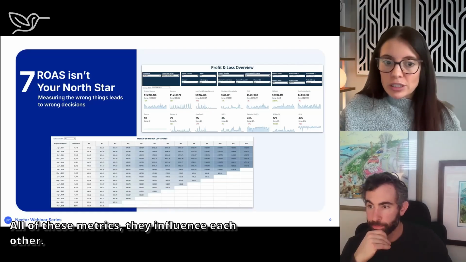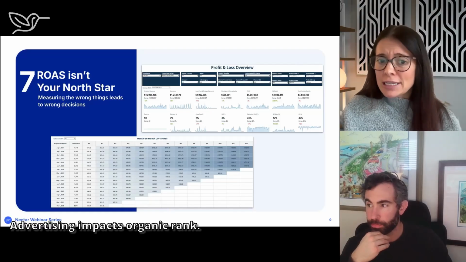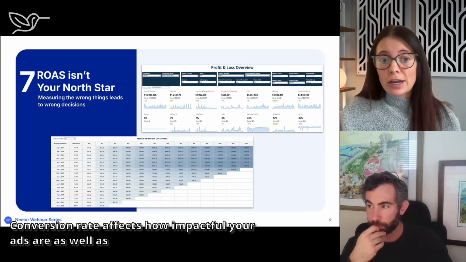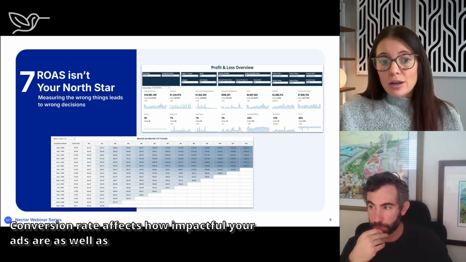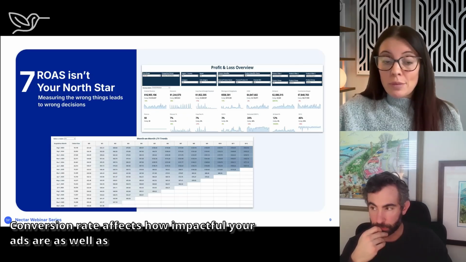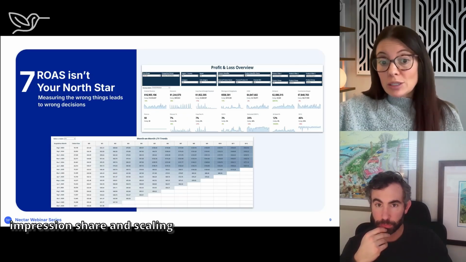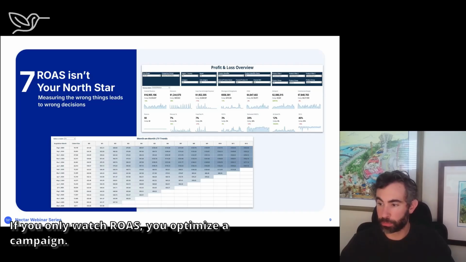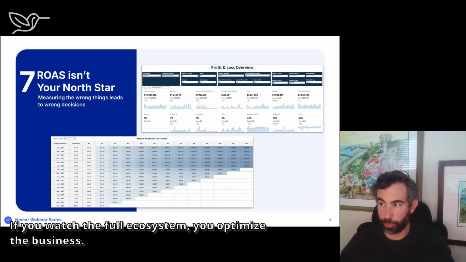All of these metrics influence each other. Advertising impacts organic rank, which impacts TACOS. Conversion rate affects how impactful your ads are, as well as impression share and scaling potential. If you only watch ROAS, you optimize a campaign. If you watch the full ecosystem, you optimize the business.